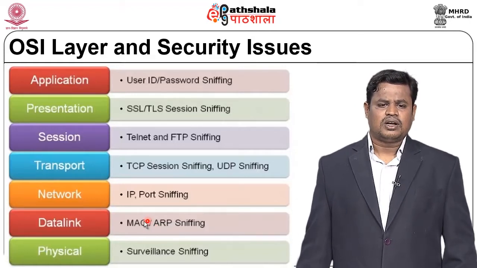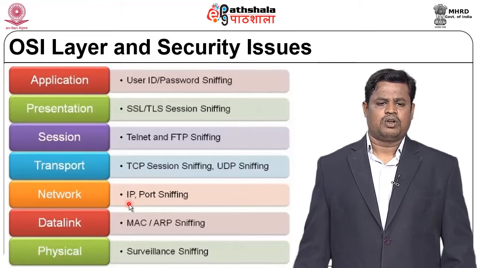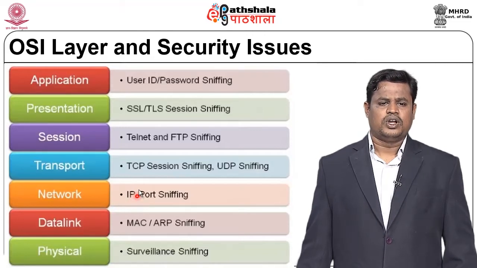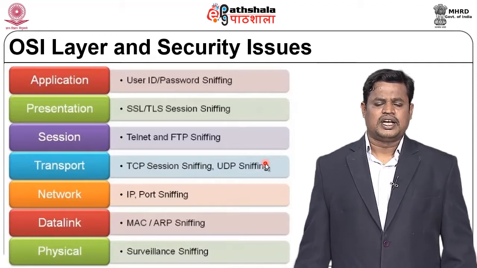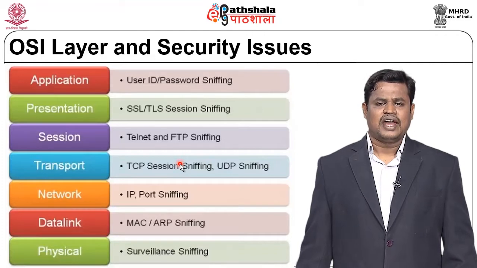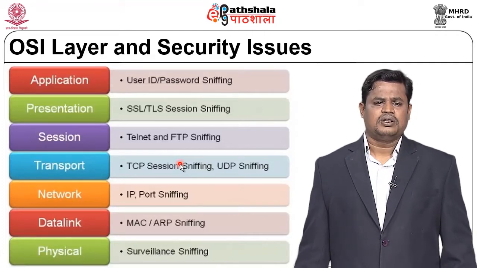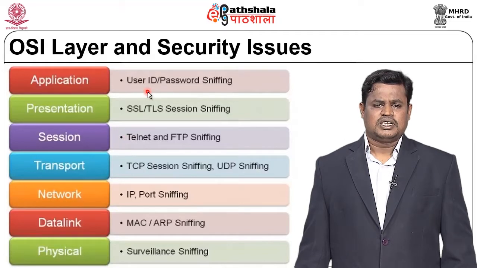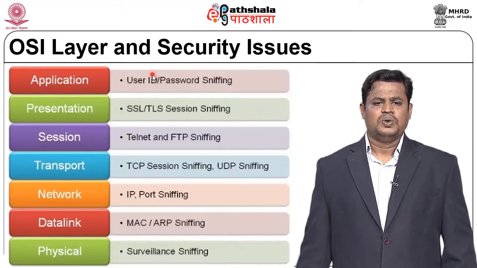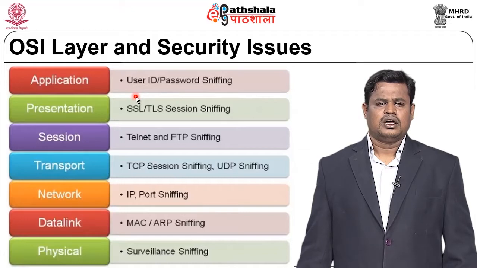In the data link layer and network layer, there is a chance of knowing your IP address without you telling anything; they can gather your IP address information based on the packets they are capturing. Port sniffing happens in the transport layer, with TCP session sniffing and UDP sniffing, the two important protocols of the transport layer: Transmission Control Protocol and User Datagram Protocol, where the sessions between the client and the server can be sniffed. In the session layer, they can sniff the transport and FTP sniffing. In the presentation layer, they can get SSL and TLS, and user ID and password in the application layer. Like that, in each and every layer, they can gather your information.